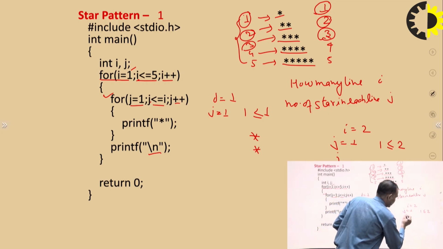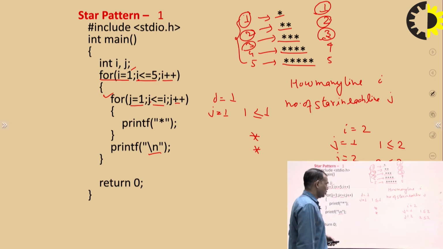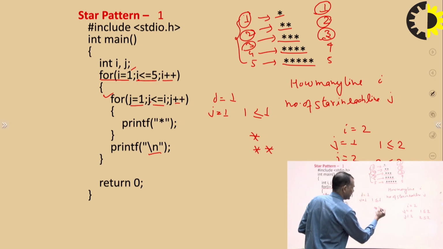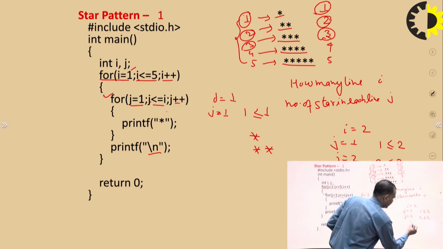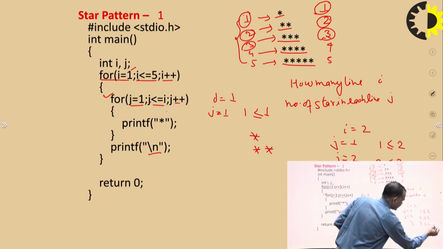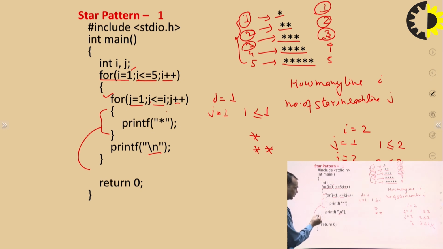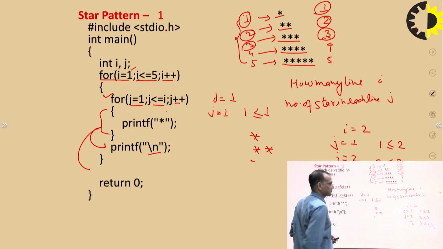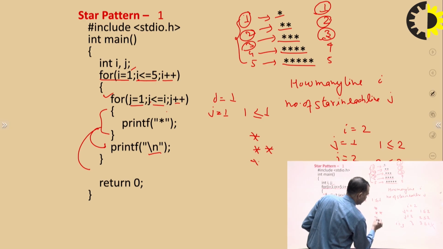Now j equal to 2. 2 is less than or equal to 2. The condition is true, so it prints a star again. Now it increases the value of j. j equal to 3. 3 is less than or equal to 2? The condition is false, so it does not print. So it comes outside this block and goes to the next line. Now i equal to 3, so it prints 3 stars. Again it comes to the next line and prints 4 stars.